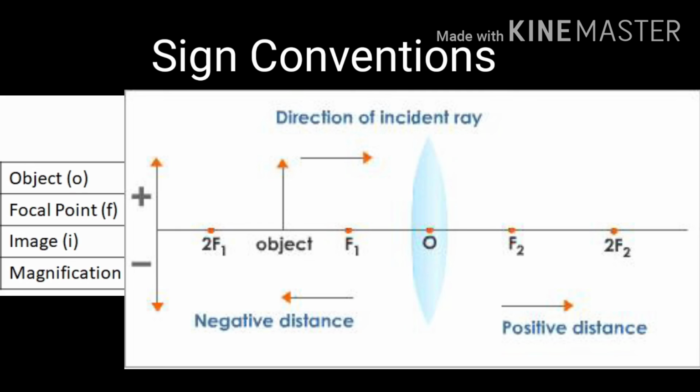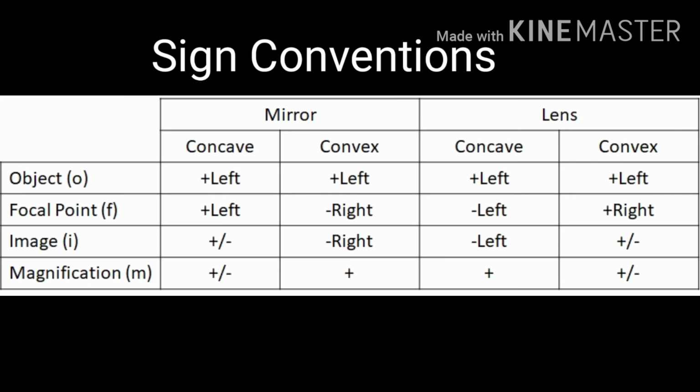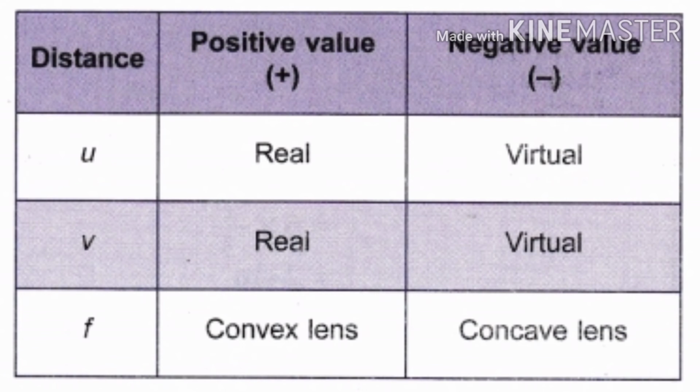For lenses, we follow sign conventions similar to the one used for spherical mirrors. We apply the rules for signs of distances, except that all measurements are taken from the optical center of the lens. According to the convention, the focal length of a convex lens is positive and that of a concave lens is negative. You must take care to apply appropriate signs for the values of u, v, f, object height h, and image height h dash.